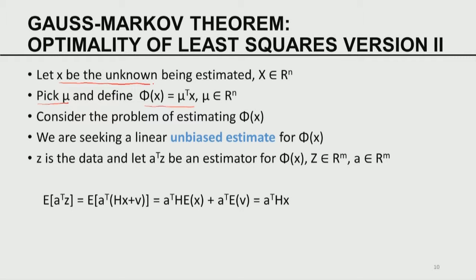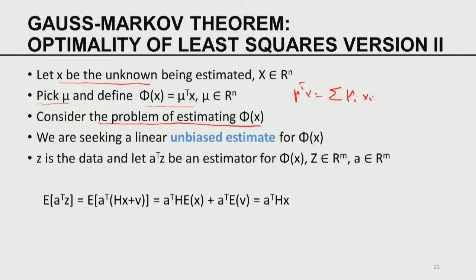Now what is it that we want to do? Even though mu is known, something I picked, x is not known; the components of x are not known. So mu transpose x is essentially the sum of mu i xi. Instead of estimating x, I would like to estimate this linear combination of the components of x, which is the sum of mu i xi. So the problem is to consider estimating phi of x. I hope that is clear now.